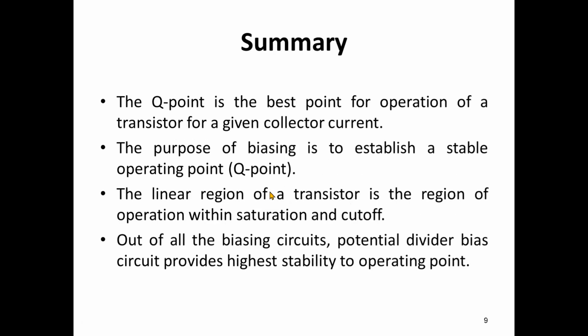And then some important points highlighted from all the different types of configurations: the Q point is the best point for the operation of a transistor for the given collector current. The purpose of biasing is to establish a stable operating point. The linear region of a transistor is the region of operation between the saturation and cutoff regions. Out of all the biasing circuits, the potential divider bias circuit provides the highest stability to the operating point.